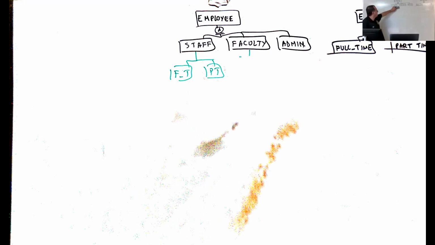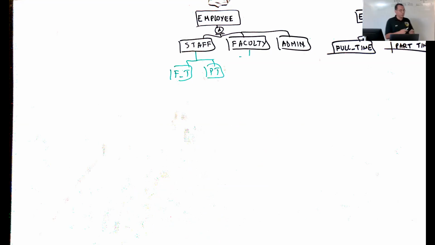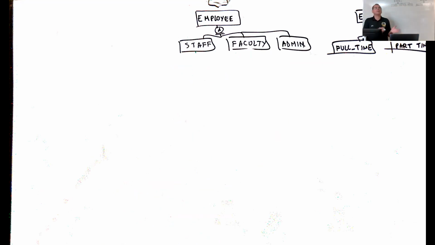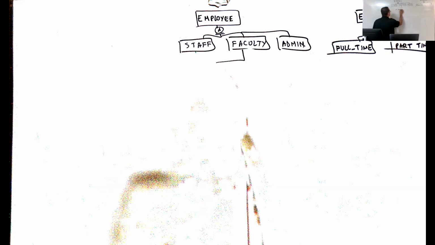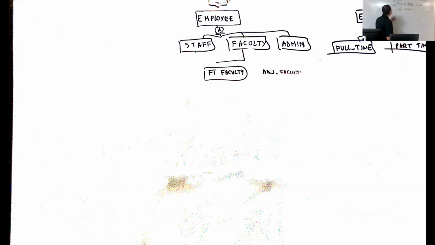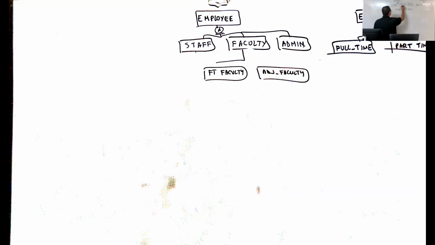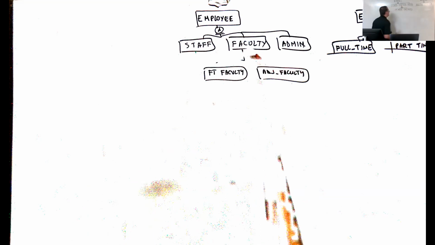Now, something else is that I can have a more detailed category. Let's say there are things that a faculty can do or not, depending on whether it's full-time faculty or adjunct faculty. Let's say full-time faculty can advise students and be an advisor for students. A part-time cannot. So here I can have full-time faculty and adjunct faculty that will create another layer of this hierarchy. And I can make this disjoint and total in this case.